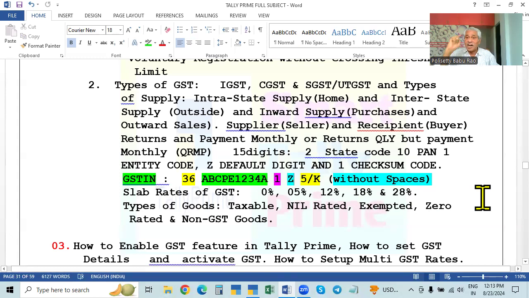Nobody knows, even the chartered accountants. They don't know. They simply say, this is default, by default you'll get it. This is a default digit. But what is the use? So the total number of digits are 15 only.